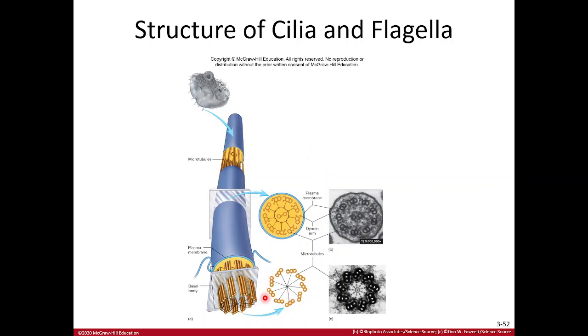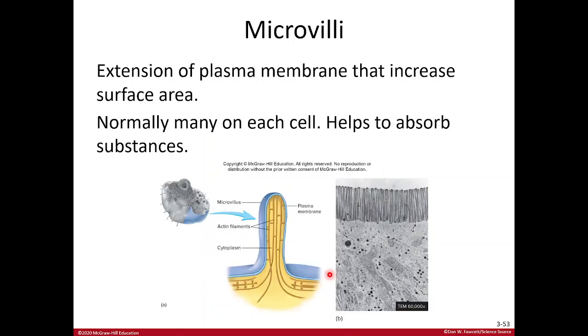And this is what these cilia look like. And some of these help to transport molecules. And this is the transmission electron micrograph of these cilia. Microvilli are finger-like projections from the plasma membrane that help to increase the surface area to absorb substances. And typically the cells have many cilia. Like in this case, this is a transmission electron micrograph of highly ciliated cells.